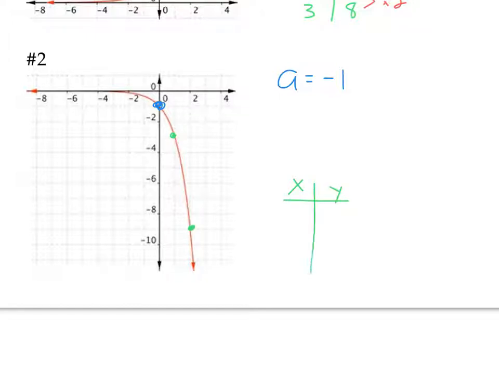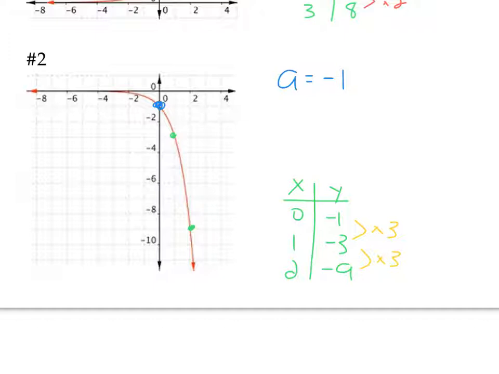Again, I'll put it in a table. It might make it easier to see sometimes. We have 0, -1, our y-intercept, that's our a value. They have 1, -3. Then we have 2, -9. So how am I going from -1 to -3, -3 to -9? I'm multiplying each of these by 3.